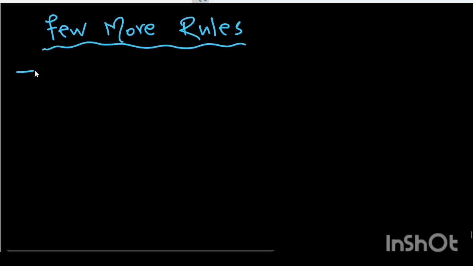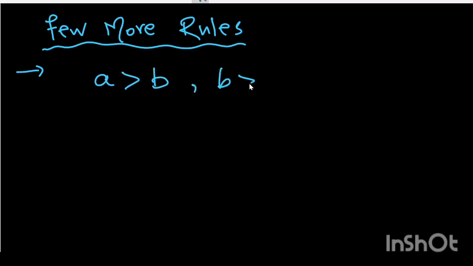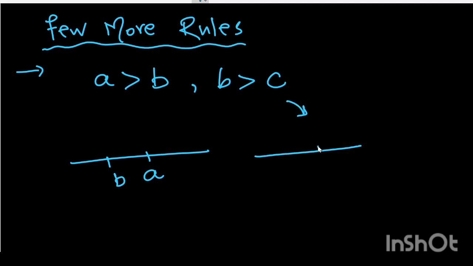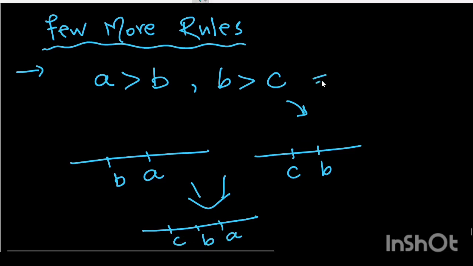Few more rules we will see, guys. Let's say if A is greater than B, B is greater than C, what is the relation between A and C? So guys, we can say that if A is greater than B, A is on the right side of B. B is greater than C means B is on the right side of C. So combining these two, we can say that they follow this order C, B, A. So A is also on the right of C, which means what? A is greater than C.